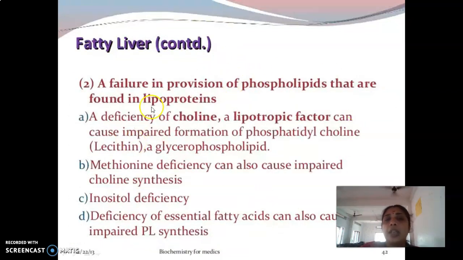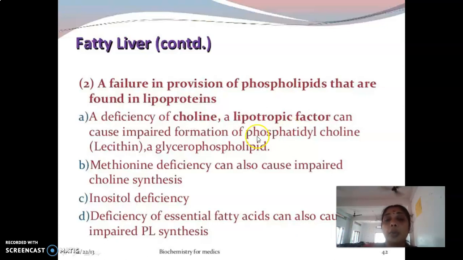Again, the failure in the provision of phospholipids that are found in the lipoproteins, deficiency of choline. Choline is a lipotropic factor. Choline is a compound actually synthesized from the proteins. When we come across amino acid metabolism, we come across this choline, right? So choline is a very important compound which prevents fatty liver formation. So it is known as a lipotropic factor. Those compounds which prevent the body from fatty liver formation are known as lipotropic factors.